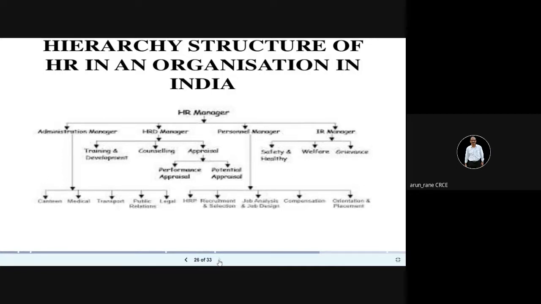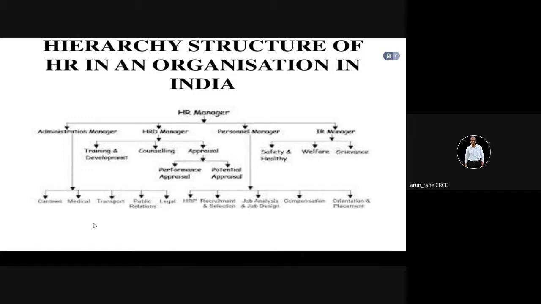There has to be proper hierarchy. So you have HR management at the top, followed by administrative manager, HRD manager, personnel manager, industrial relations manager, then again an HRD manager, like this. Then the administration manager has canteens, medical facilities, transport facilities. L&T, they have the maximum number of transport facilities. L&T.